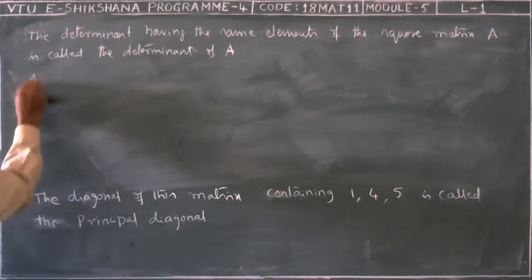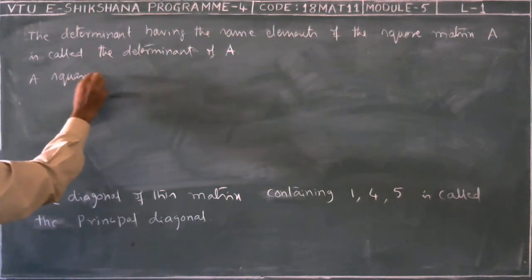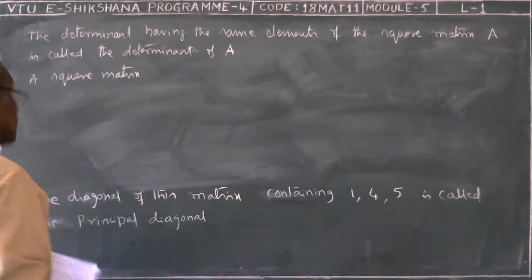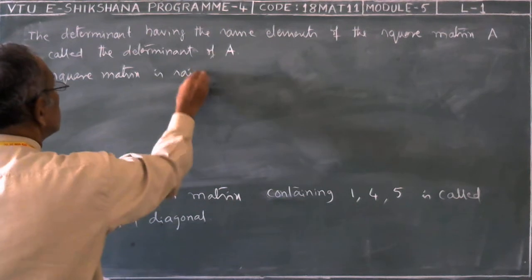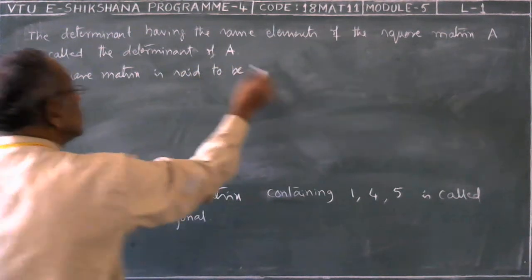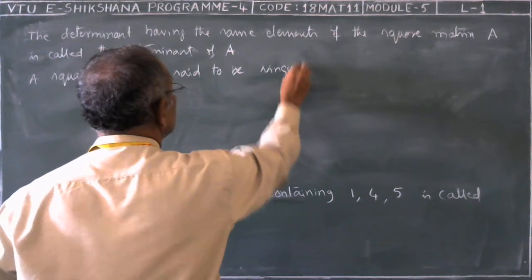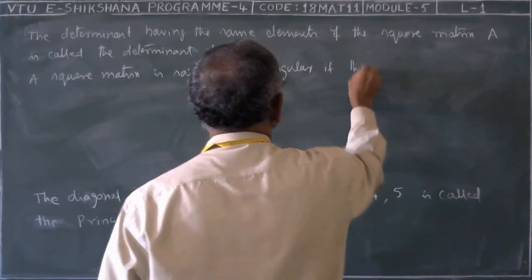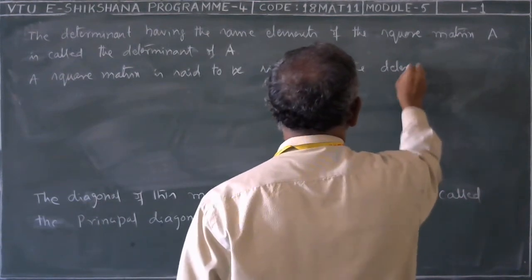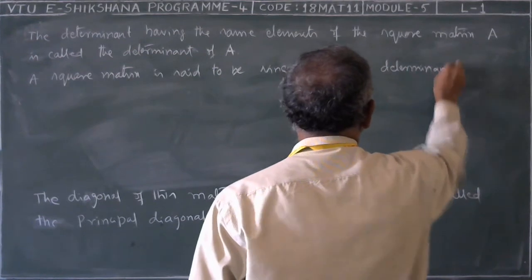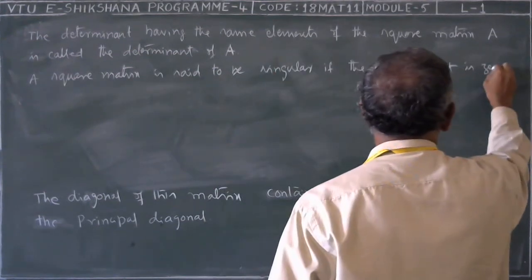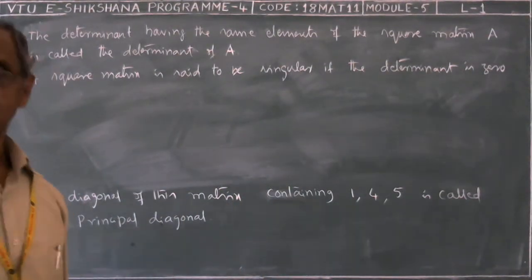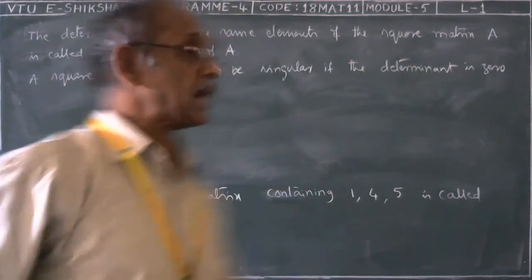A square matrix is said to be singular if the determinant is zero, otherwise it is said to be non-singular.